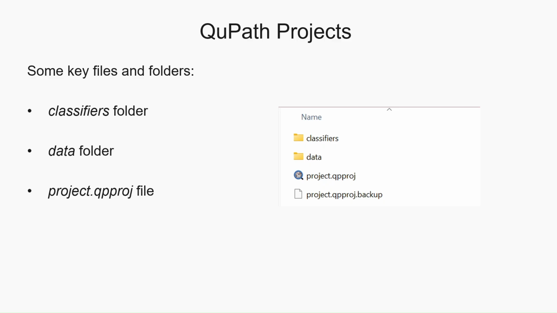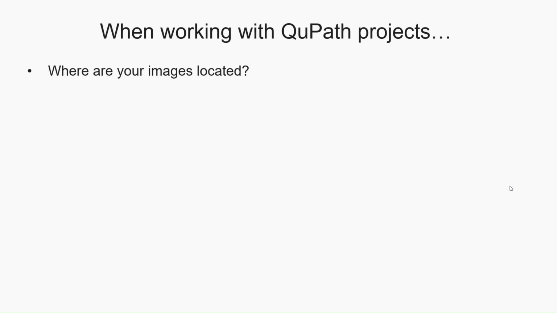This is the reason that QuPath requires a new folder for its project to be created, so that no other folders are either overwritten or confused and can corrupt the project at the start. When we're working with QuPath projects, we want to consider a few things. So where are the images located? This is because I mentioned before that a data folder is created, and within that a folder for each of the images imported into our project.